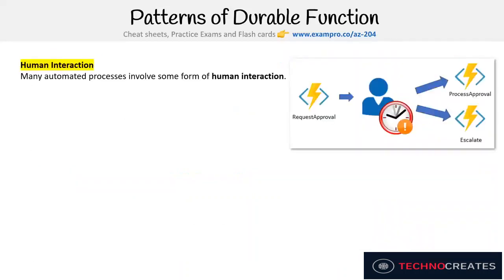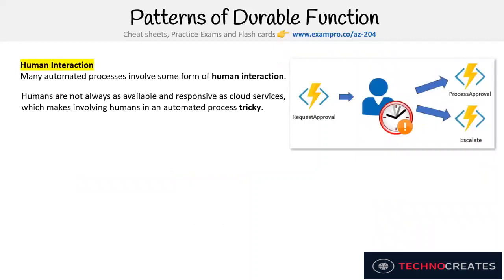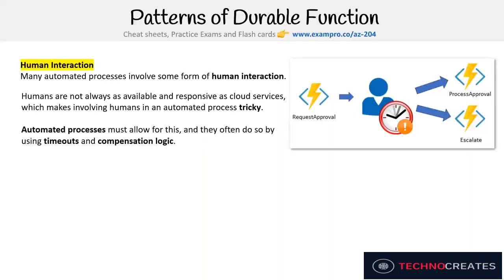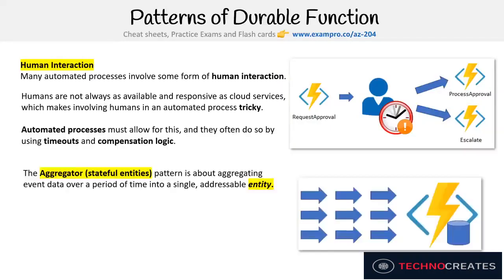So we have human interaction. So many automated processes involve some form of human interaction. Humans are not always available and responsive as cloud services, which makes involving humans in an automated process tricky. So automated processes must allow for this, and they often do so by using timeouts and compensation logic.